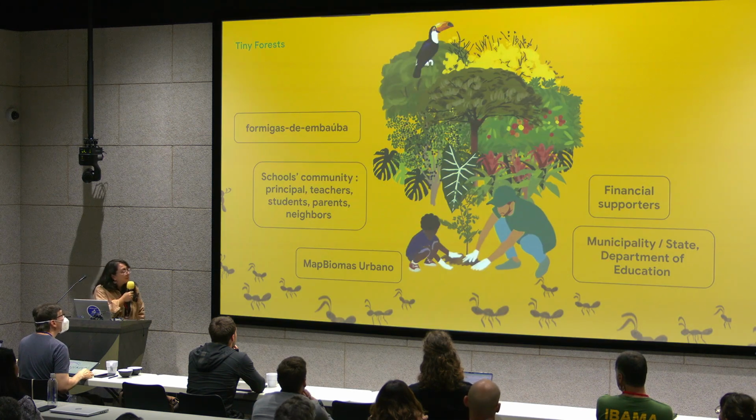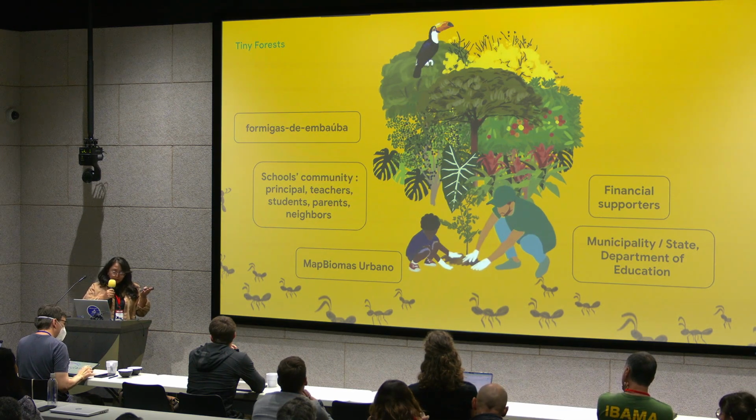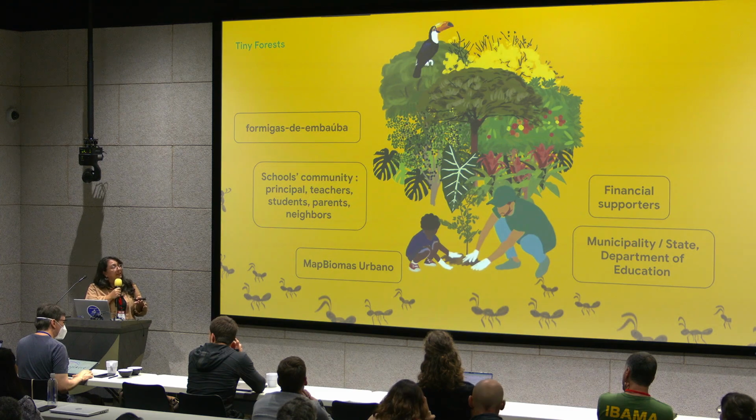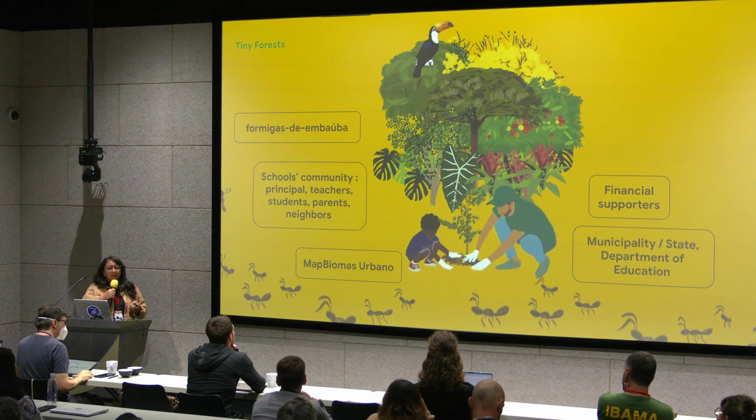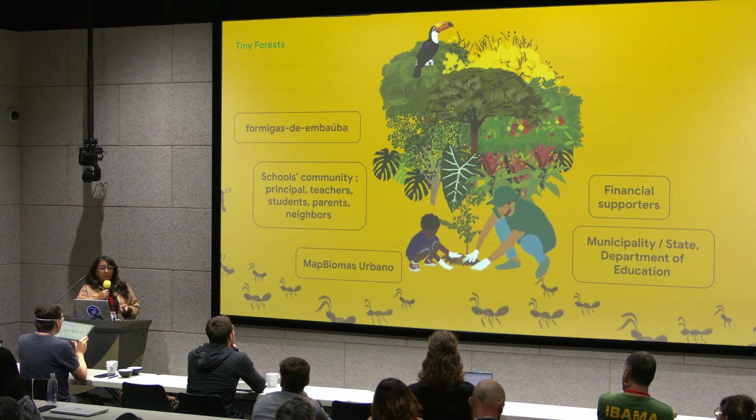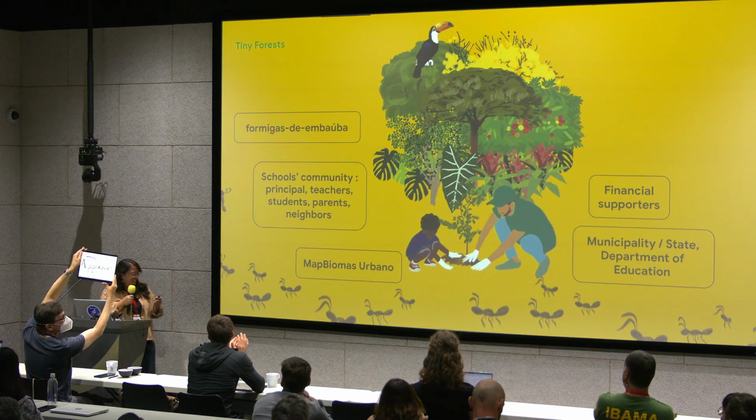So to finish, I would like to say that I understand the job that we did with geospatial intelligence and machine learning as a very strong support to groups like Formigas de Embaúba. They are committed to involving schools, the community, and public authorities in a transformative change.